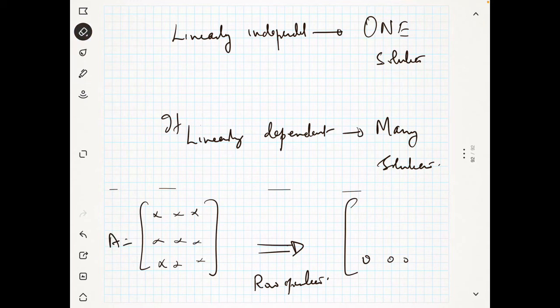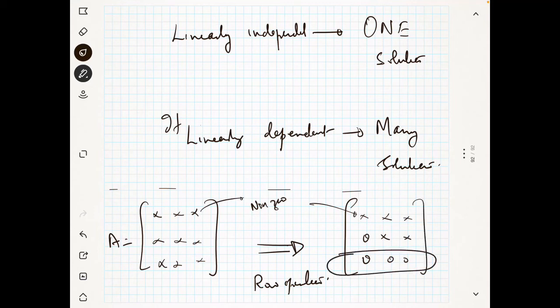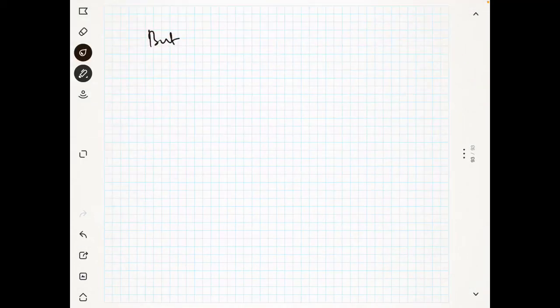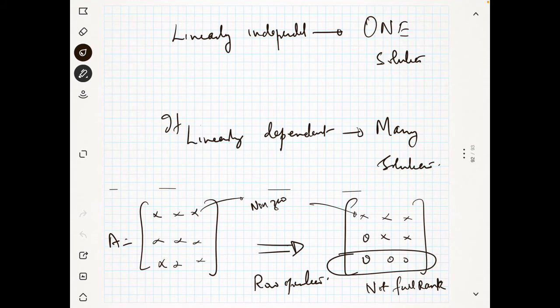After row operation, your matrix will be changed. Suppose you are getting some non-zero elements here, non-zero, this is also non-zero. So I am just reducing like this, and I am getting all 0 for one row. Then it's not full rank. That means you have the many-solutions case. So if it is not full rank, that means that in this case it is linearly dependent.